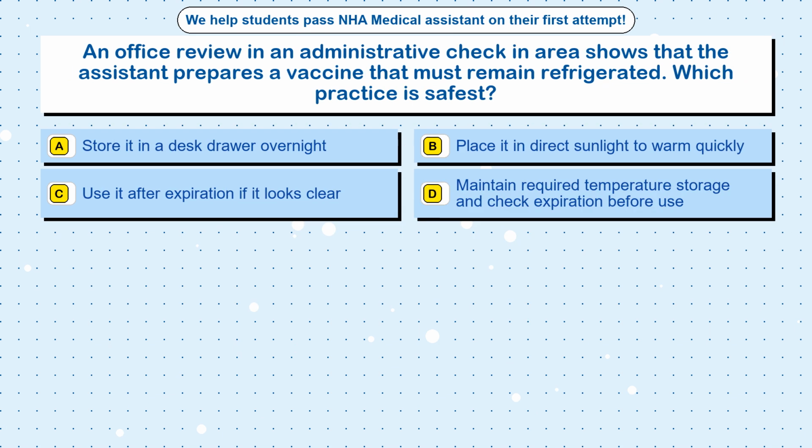Question 80. An office review in an administrative check-in area shows that the assistant prepares a vaccine that must remain refrigerated. Which practice is safest? Option A. Store it in a desk drawer overnight. Option B. Place it in direct sunlight to warm quickly. Option C. Use it after expiration if it looks clear. Option D. Maintain required temperature storage and check expiration before use.